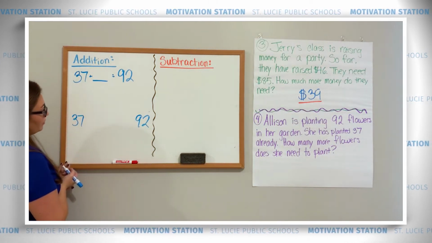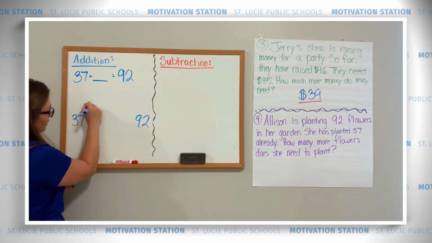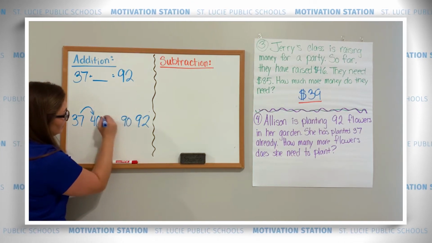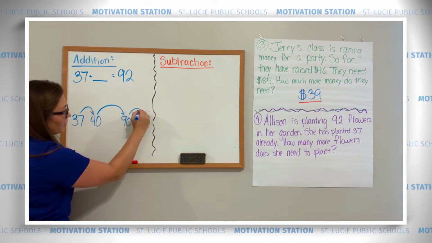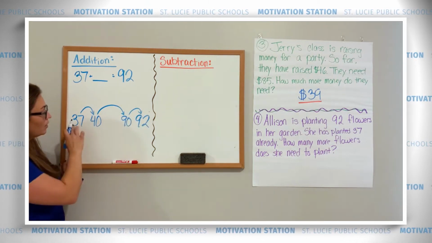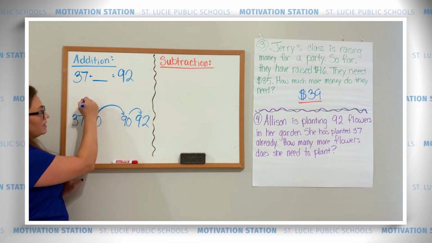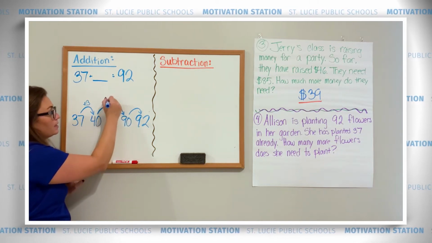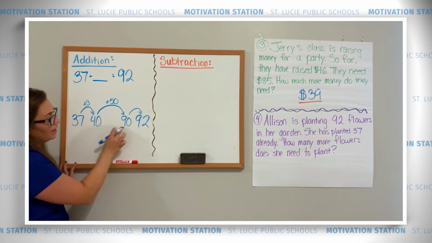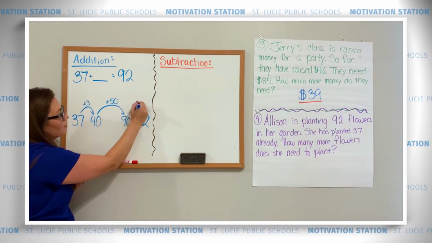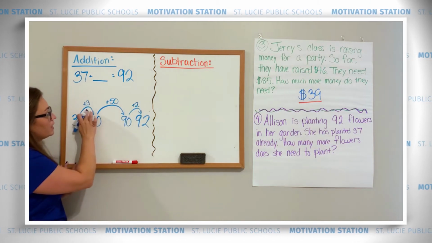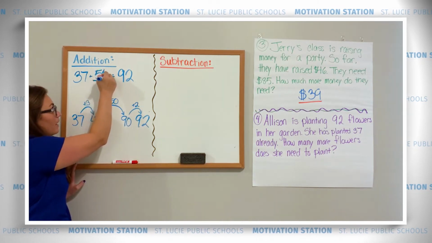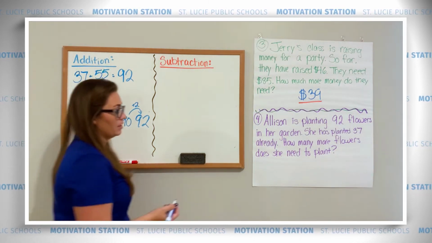First easy jump would be to 40. 37 to 40. And then I can get close to 92, I can go to 90. So that's a big jump, and then another little jump. So I can do this in 3 jumps. 37 to 40 is plus 3. 40 to 90 is plus 50. And 90 to 92, that's just plus 2. Then I have to add. 3 plus 2 is 5, plus 50 is 55. She has 55 more flowers that she needs to plant.